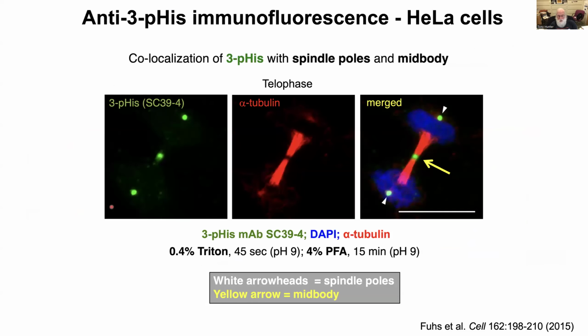So here's an example of using our antibodies to stain cells, a particularly dramatic example where we've stained a mitotic HeLa cell showing very strong green staining with this 3-phosphohistidine antibody of the mid-body and the spindle poles.